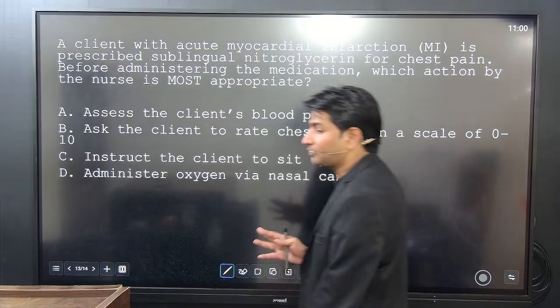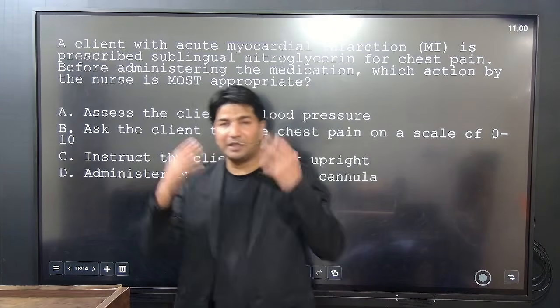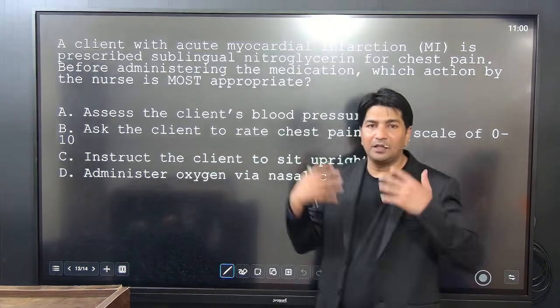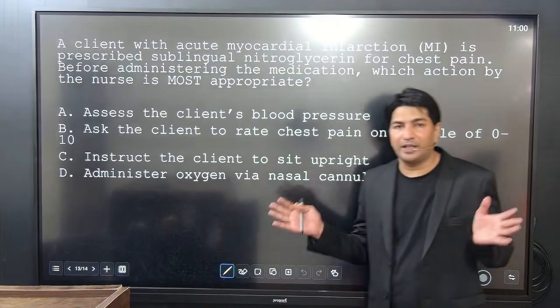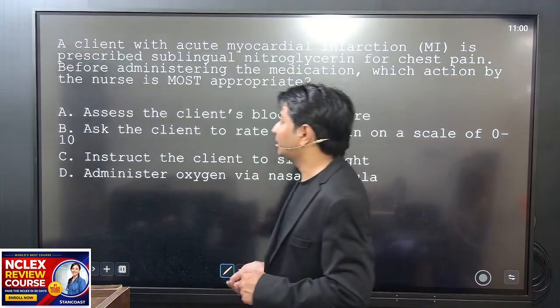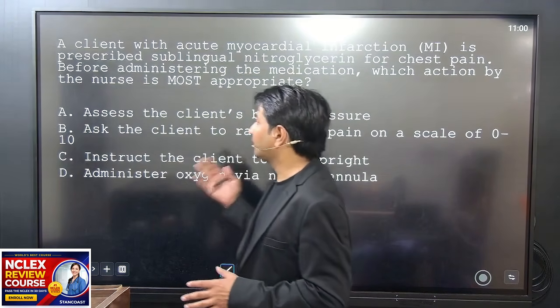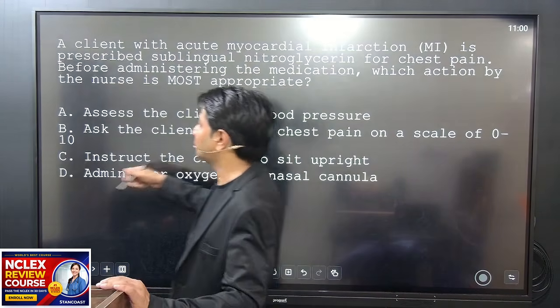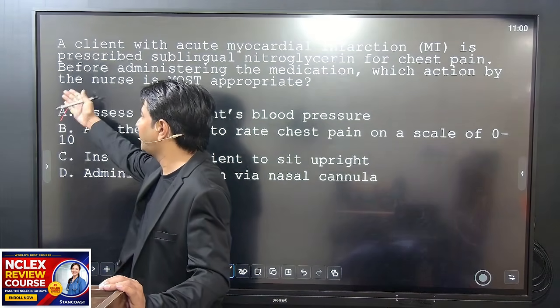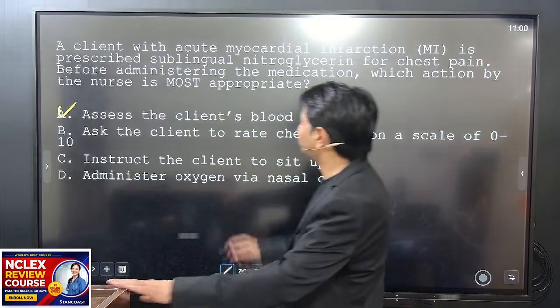Yes, we assess the blood pressure because nitroglycerin will dilate blood vessels everywhere in the body, whether it's the brain, the heart, or any other blood vessels. It'll dilate them, which means it'll cause hypotension. There are chances of hypotension, so first we have to check the blood pressure. If there's hypotension, we won't give it. So we must check the blood pressure. So this will be the correct answer here.